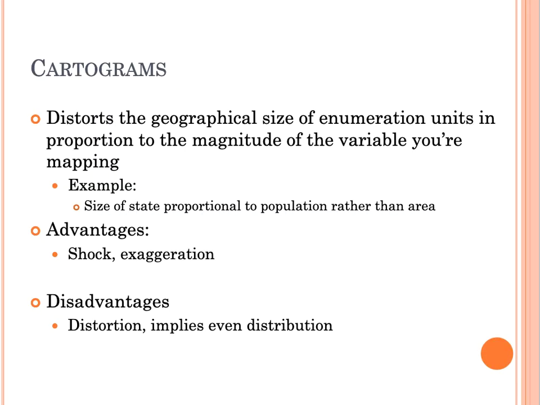The next type of maps that we will be looking at are cartograms, which distort the geographical size of enumeration units in proportion to the magnitude of the variable you're mapping. For example, the size of a state proportional to population rather than area. The advantages are that it gives us a shock and it's exaggerating, whereas the disadvantages are that there are distortions and it implies even distribution.